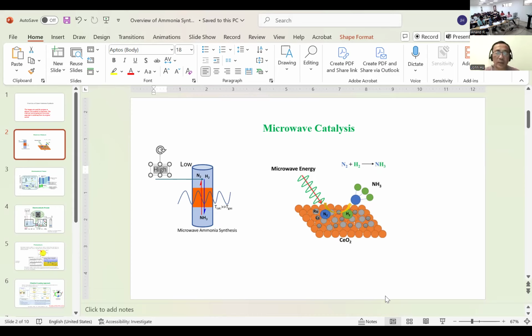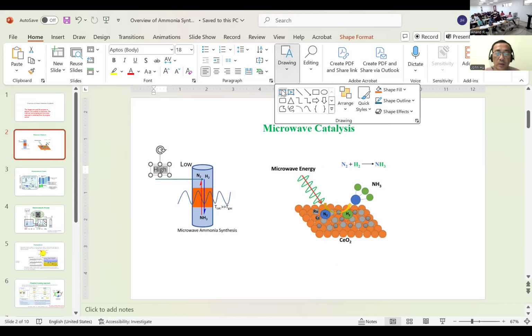But microwave heating is not like that. With microwave heating, I design my catalyst active site. The active site will be talking to the microwave. It's called microwave sensitive or microwave susceptible. I'm going to write this as a.